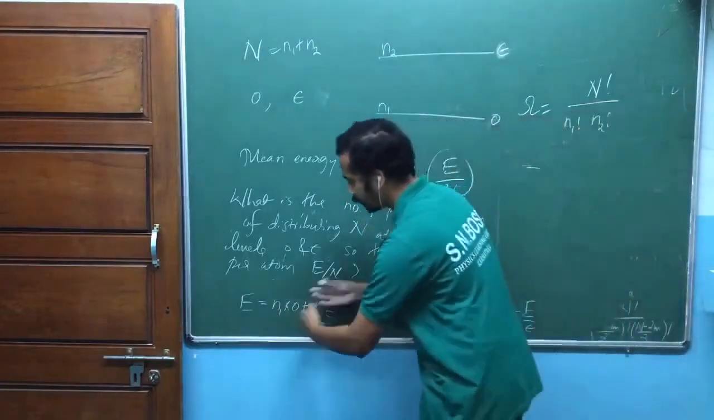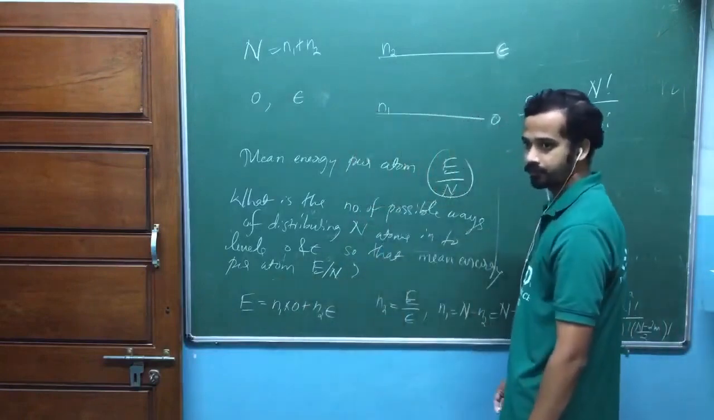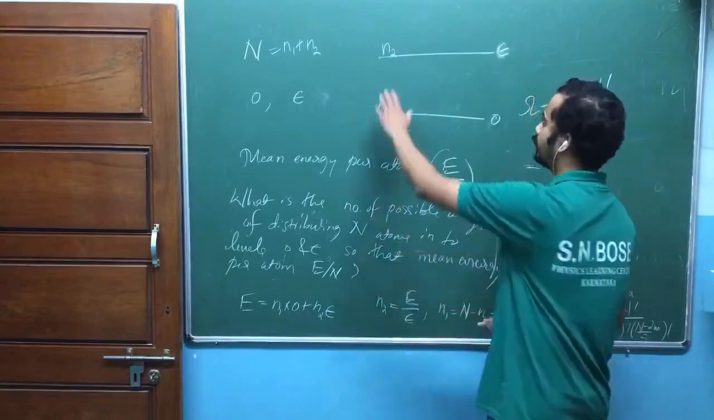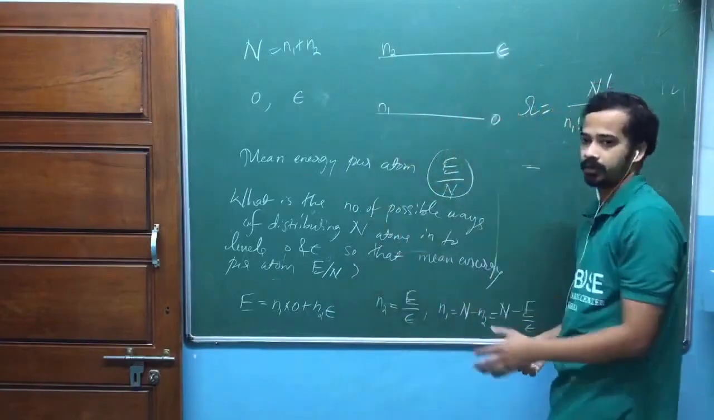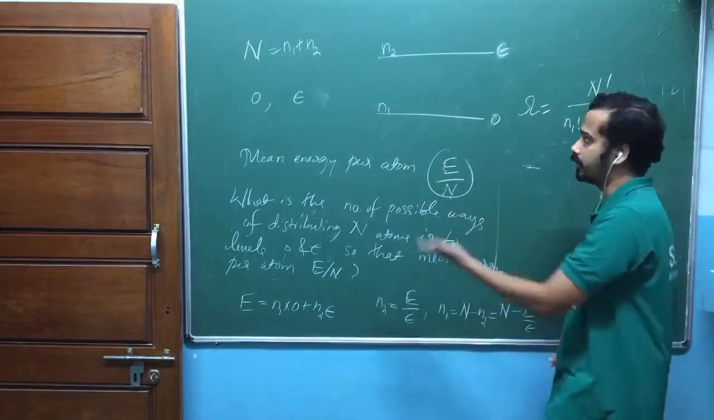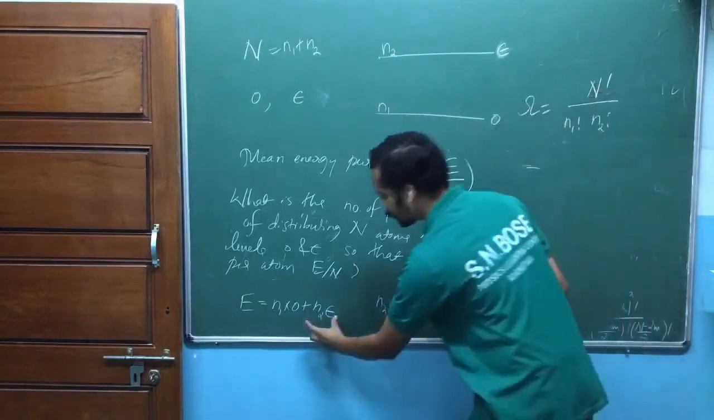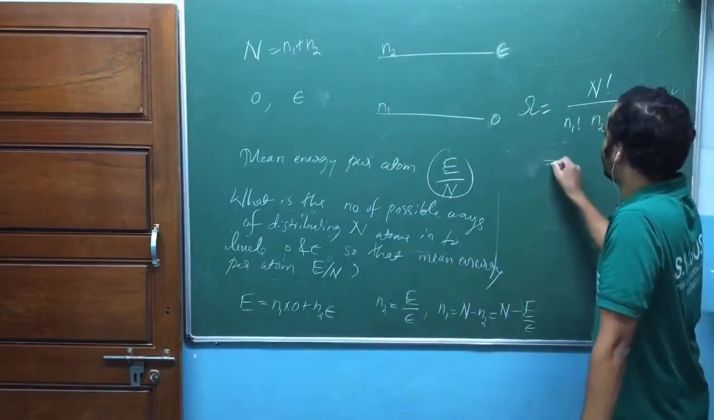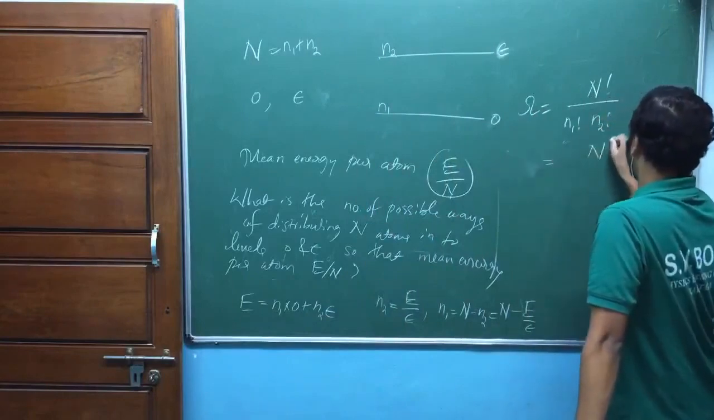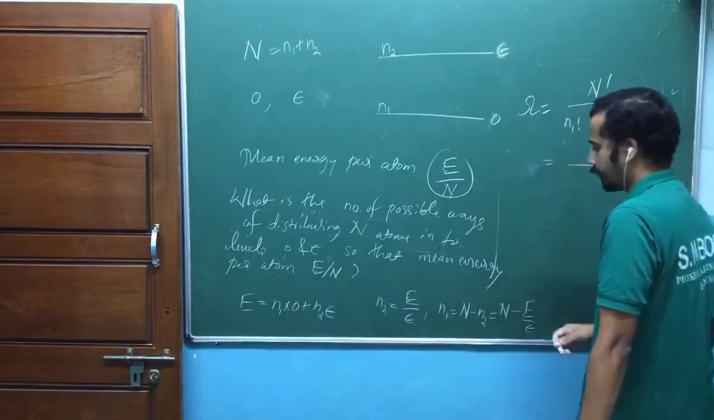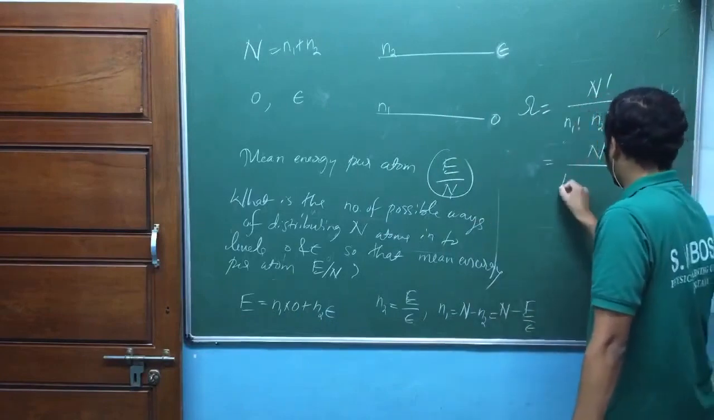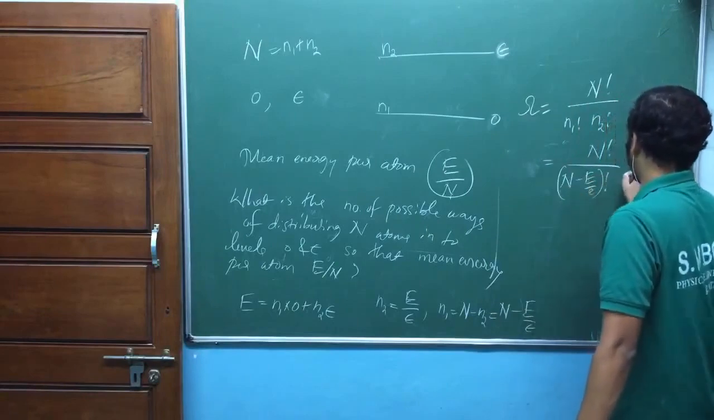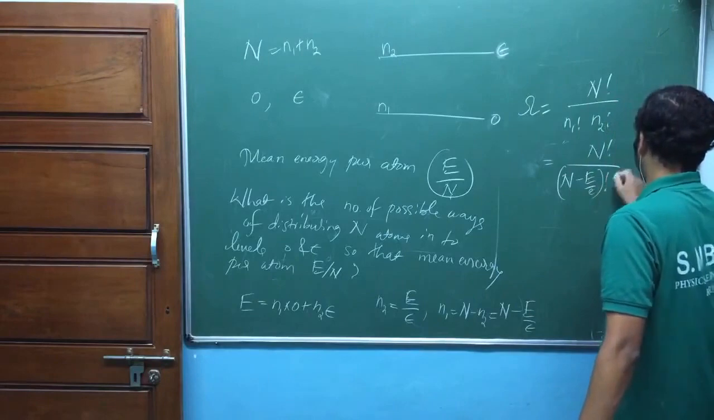What is the total energy of the system then? N1 particles are in energy 0, they will not contribute to any energy. N2 particles are in this state. Each of them contributes energy E, so that N2 into E is the total energy contribution by that one. Isn't it? So the number of possible ways of distributing, that's equal to N factorial. What is N1? N1 is nothing but N minus E by e factorial, E by e factorial.